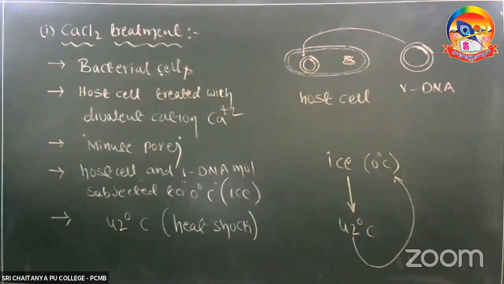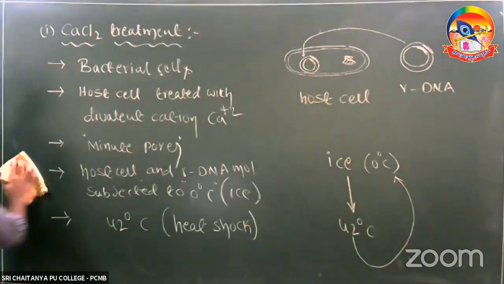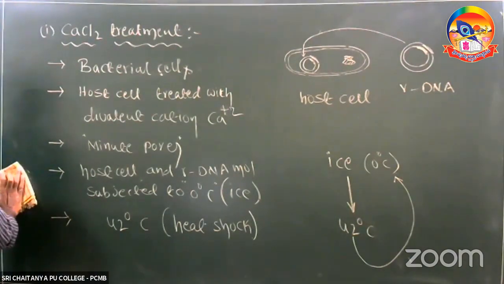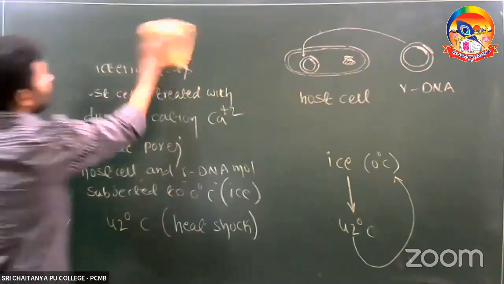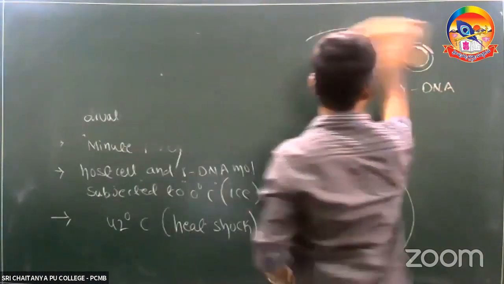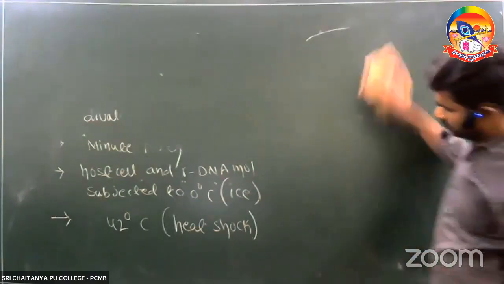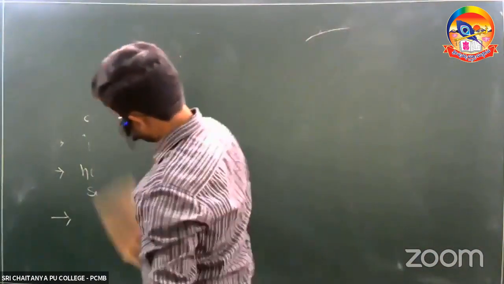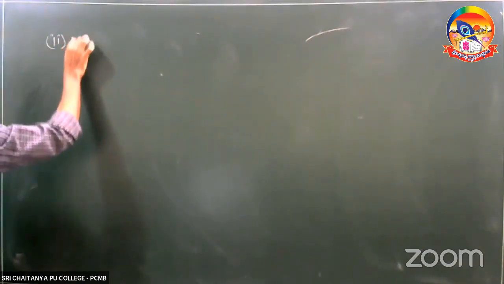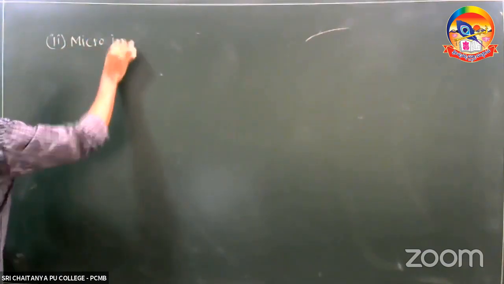So note down: the first method for insertion of rDNA into host cell cytoplasm. Then the next one, the second method, micro injections. The second method is micro injections.